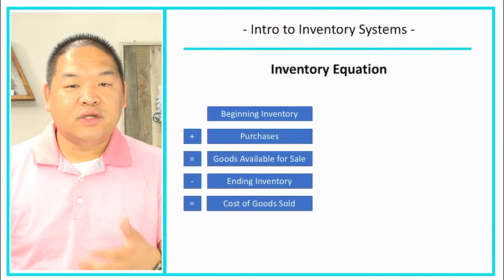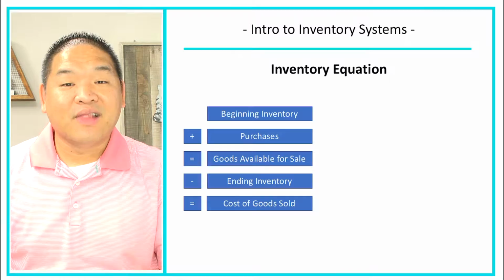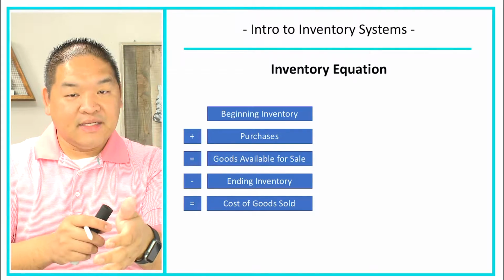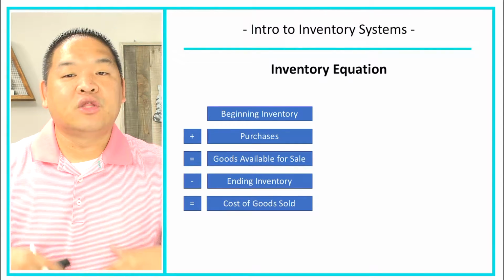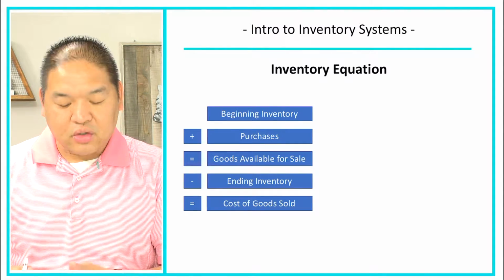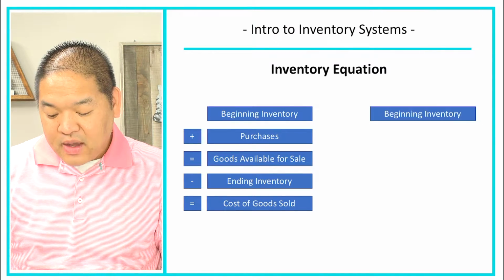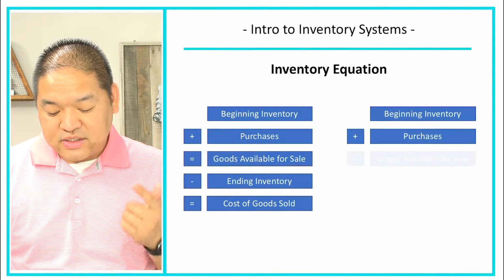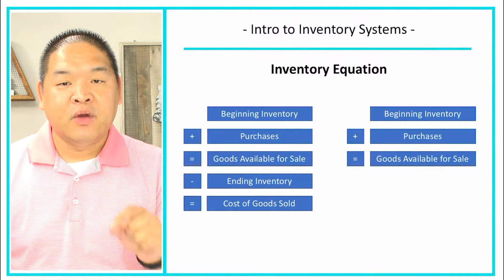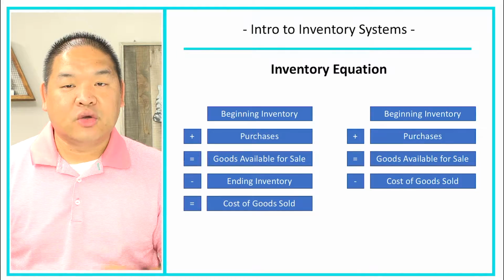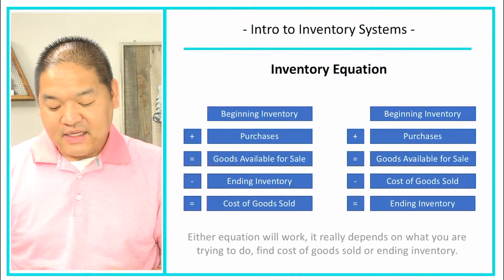So how much inventory did we have during the year? Goods available for sale. And how many do we have left on our shelves? That would be ending inventory. If we have X amount on our shelves, then the rest were sold, cost of goods sold. Now we can flip this equation just a little bit and get beginning inventory plus purchases equals goods available for sale. But instead of subtracting ending inventory, we can subtract cost of goods sold. So if we know the cost of goods sold number, we can get to ending inventory.